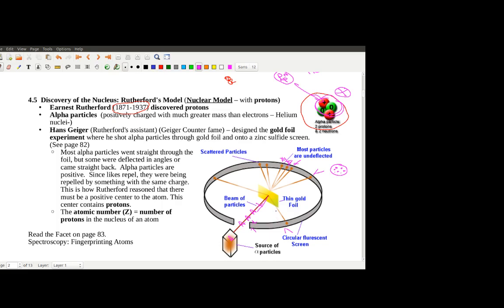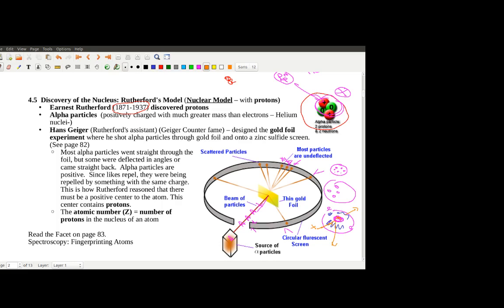And so they thought, well, why is that happening? Well, the only way for that to happen is that the atom couldn't be this big thing with just little bits of particles here. There had to be a concentrated center that's positively charged. And so the electrons had to be going around it. So there's a lot of empty space in the atom then. All the area between the center and the electrons is empty, and those alpha particles could go straight through that empty space. And the only time they wouldn't is if they hit the nucleus.